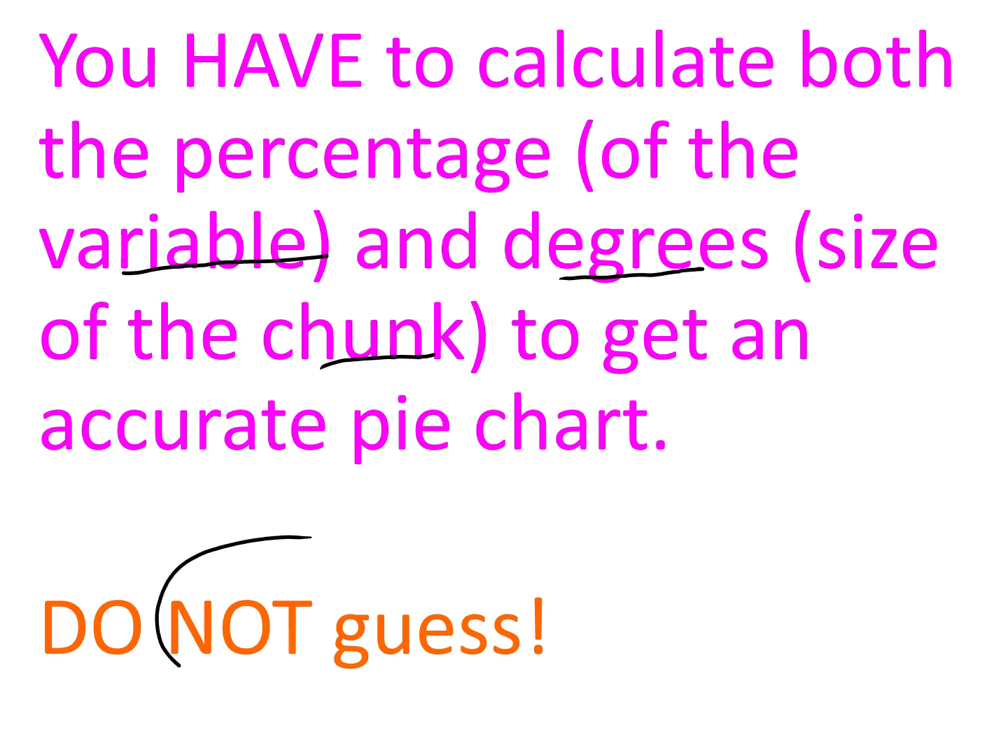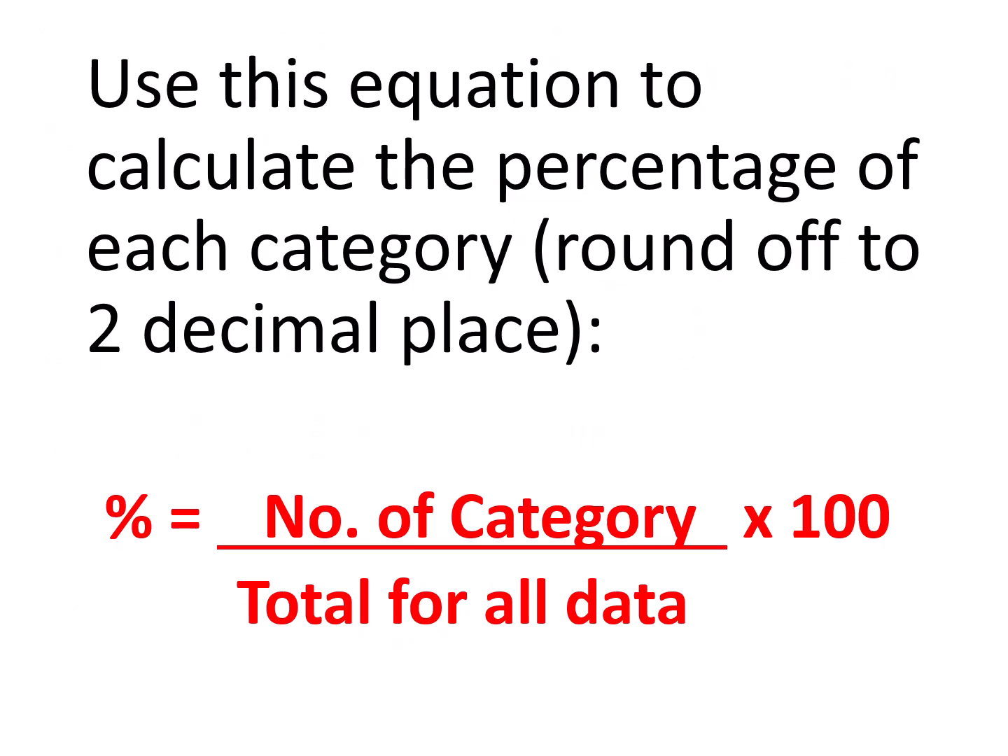Okay, please do not guess. Do the calculations. They're tedious, yes, but if you guess, you're not going to get it right. Okay, first calculation. We're going to use this calculation to calculate the percentage of each category. You need the percentage to know how much of each chunk. We're going to use this for the labels. We don't use the percentage to measure protractor-wise. We use the percentage for the labels.